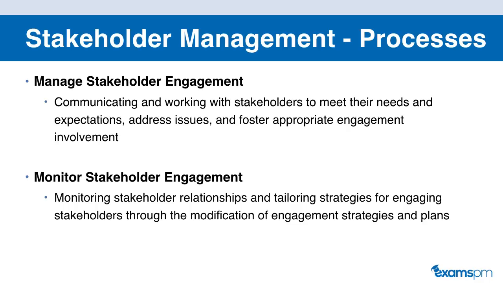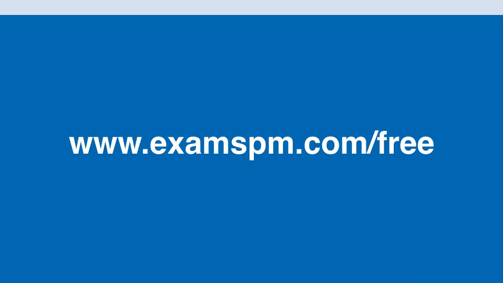All of the processes that we see in the PMBOK guide are not just something that you do once and then forget about altogether. A lot of these processes are being repeated throughout the project as necessary. So that was an overview of the 49 processes in the PMBOK 6th edition guide.